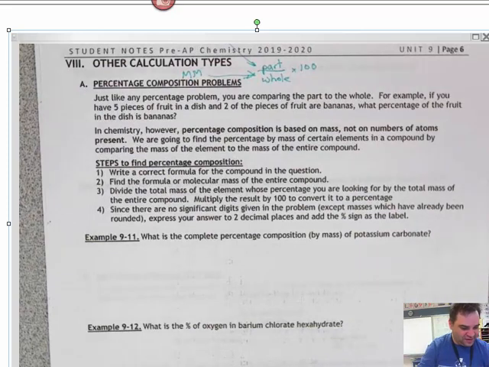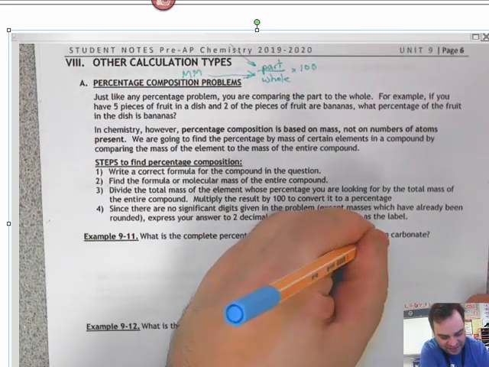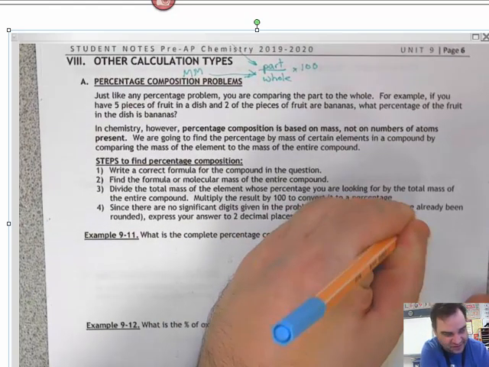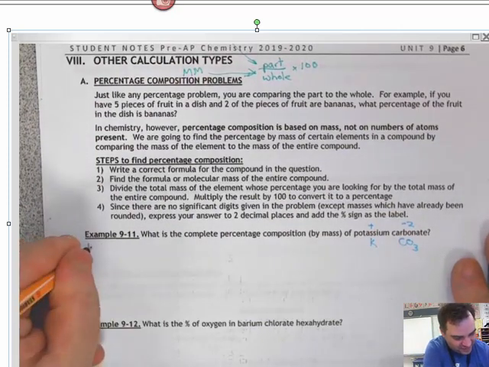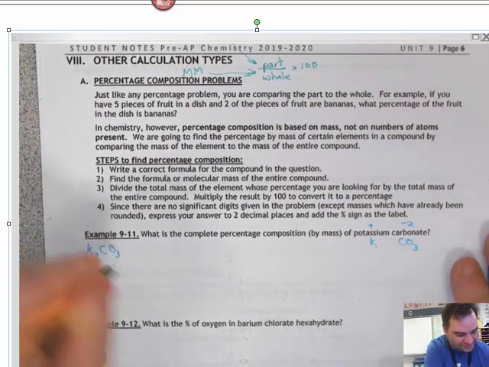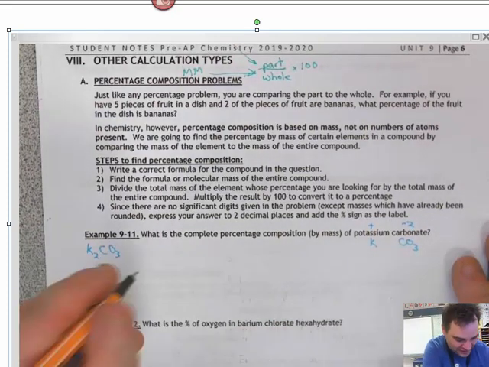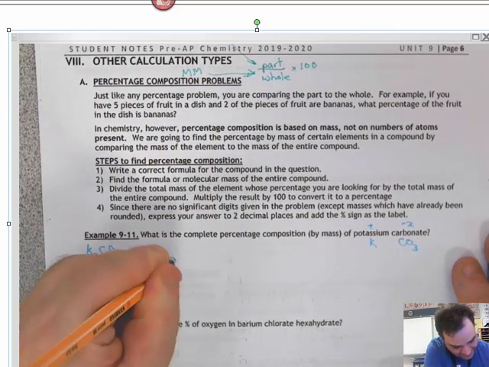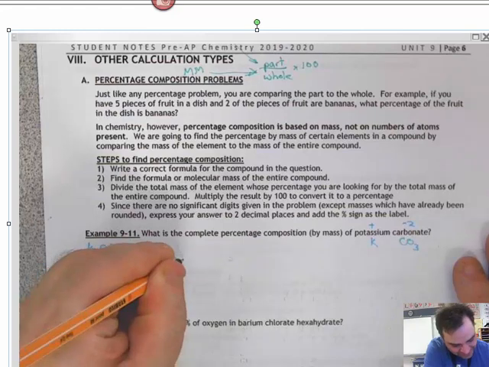Okay. What is the complete percent composition of potassium carbonate? Remember, potassium is K plus 1, carbonate is CO3, 2 minus. So the formula we're really doing here is K2CO3. Since there are no numbers in this problem, the first thing you need to do is find the molar mass. So there's a K, a C, and an O. There's a 2, there's a 1, and there's a 3.